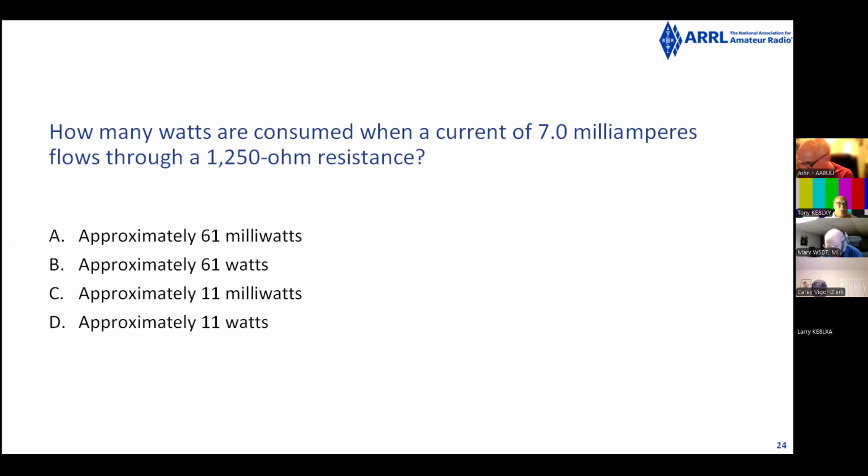Me doing it on my calculator here doesn't really help you guys much, does it? But there it is, A, milliwatts. It kind of makes sense because it's only milliamps here. Some folks will take this 7 milliamps and take the other number as 1.25 kiloohms, and then the kilos and the millis cancel out when you multiply them. Anyways, I like using real numbers: 0.007 squared times 1250. We'll get your 61 there.